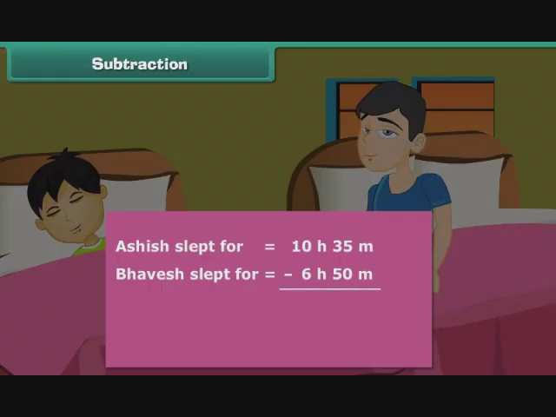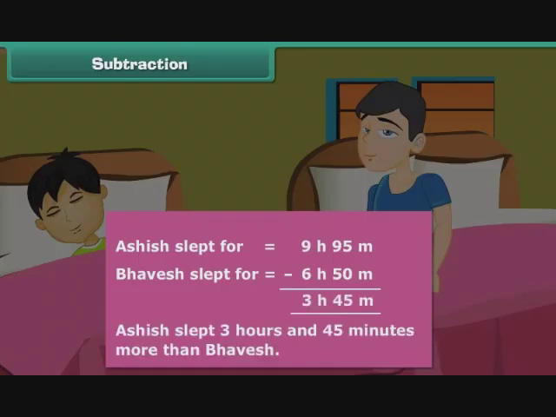We cannot subtract 50 from 35, so we borrow an hour. We add 60 to minutes and subtract 1 from hours. Now we can perform the subtraction. Therefore, Ashish slept 3 hours and 45 minutes more than Bhavesh.